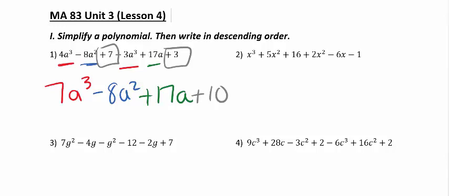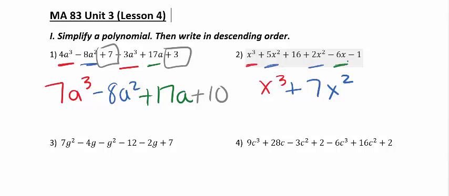In number 2, we're going to start with the highest power, which is x cubed. We don't have anyone to combine that with, so we'll just bring them down. Then we're going to look at our x squared terms. We have a 5x squared and a 2x squared. We can add those together. That's a 7x squared.